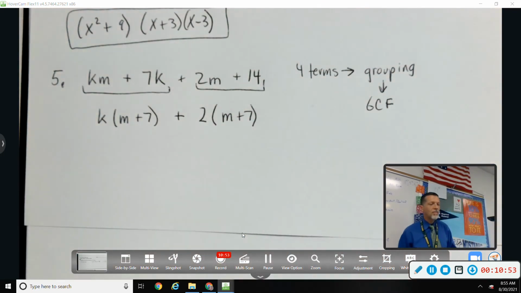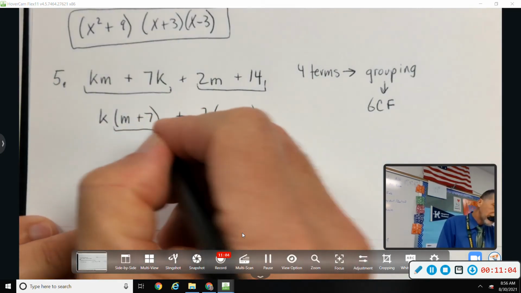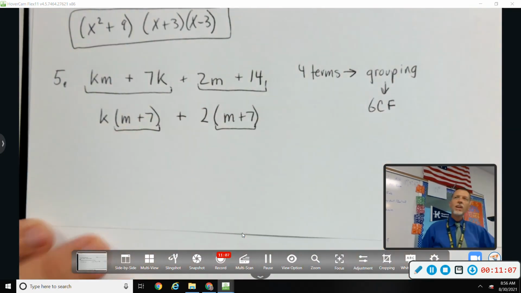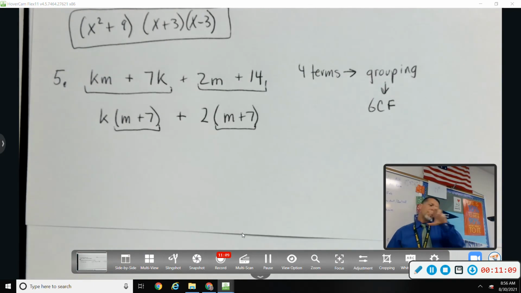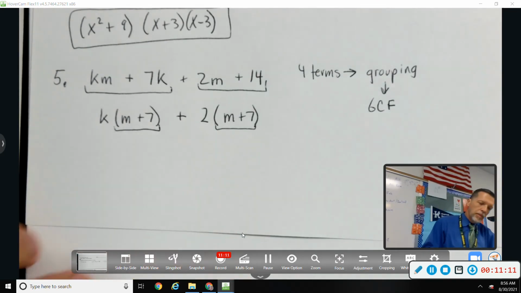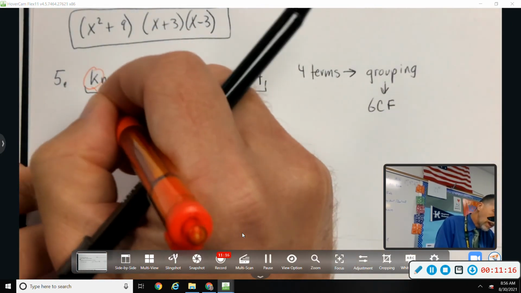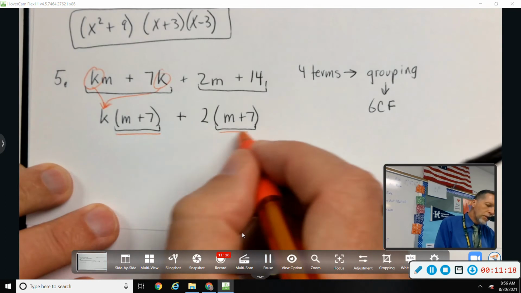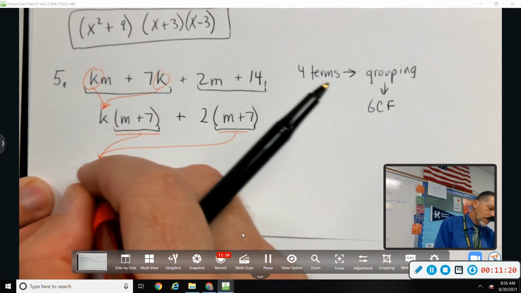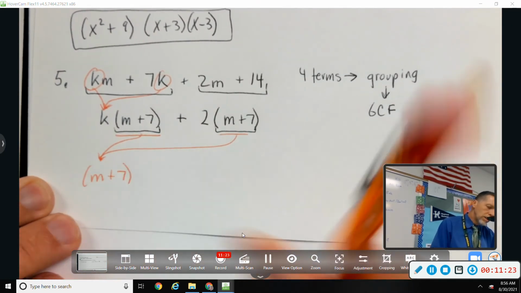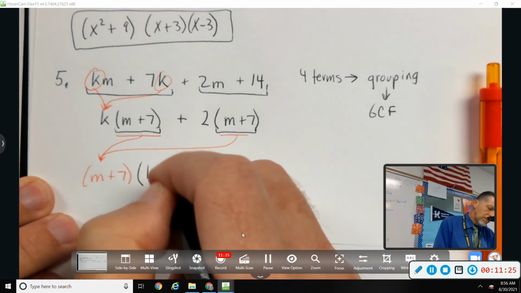You gotta put the k plus 2 in the parentheses and then the m plus 7. What we're going to do now is factor out the m plus 7. They both have an m plus 7, so instead of, like on this one, they both had a k, and we factored out the k. On this one, they both have an m plus 7. So m plus 7 times k plus 2.